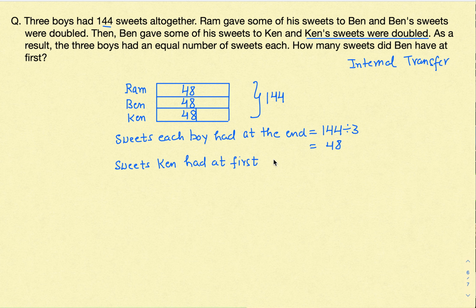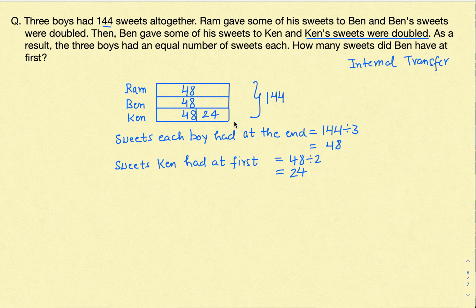He must be having 48 divided by 2, right? Why? Because after receiving the sweets from Ben, his amount doubled, right? That means half of the amount he received from Ben, right? So 48 divided by 2 will give us 24. That means half of 48 is 24. That means this 24 he got from Ben, right?